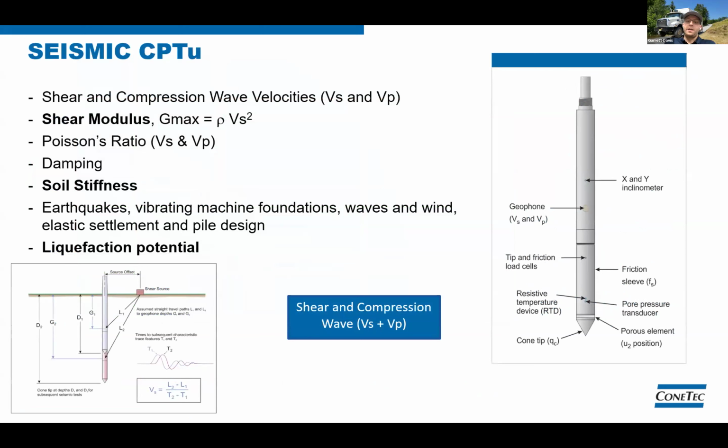So moving past the tip, sleeve friction, and pore pressure data, cone penetrometers can also be outfitted with geophones, as we discussed before, and those can be used to collect seismic data. All of ConeTec's cones have at least one geophone embedded in the body, and it allows for the collection of seismic shear and compression waves. From this additional data, you can determine shear modulus, soil stiffness, and liquefaction potential for your site.